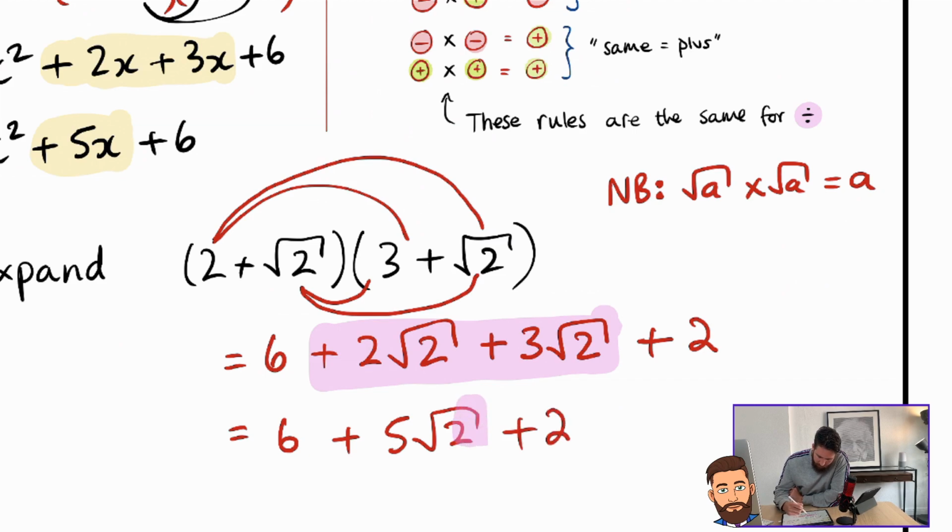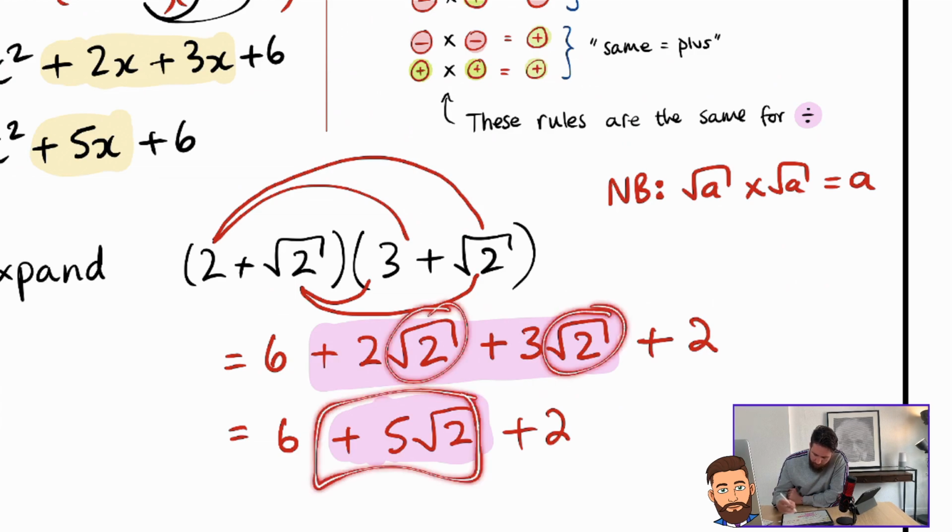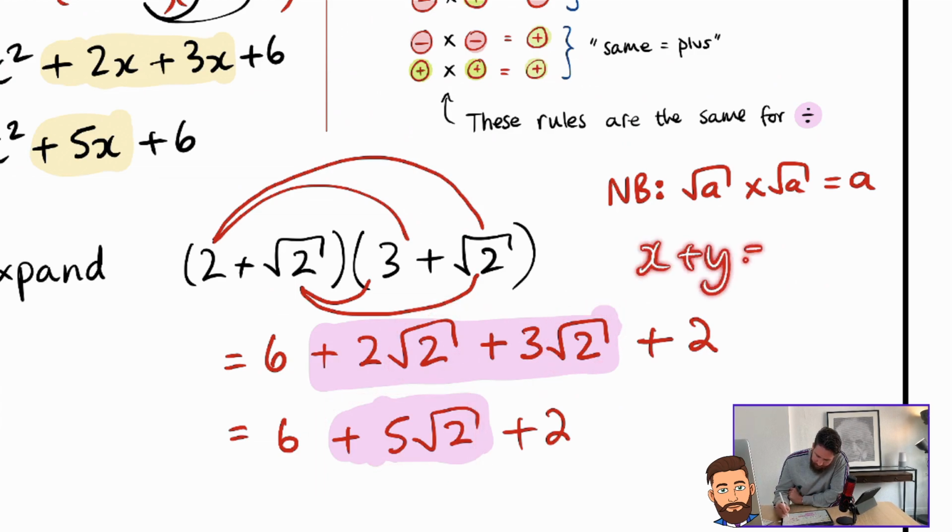Okay, so we've sorted out the surds. We ended up with this once we added them together. If this was a root 3, you cannot put them together. But because they're both root 2, you definitely can. A bit like you can't add an x and a y together. That is not 2xy. That doesn't work. But you can add like terms together.